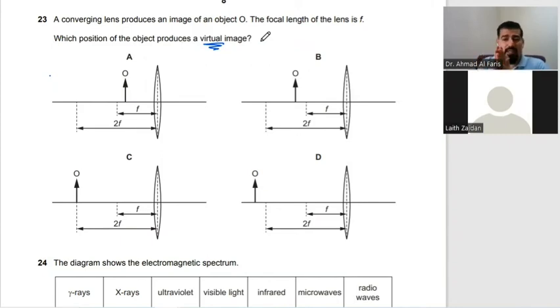In the 6th case, the object is at a distance farther than 2f, at 2f, between f and 2f, at f, or closer than the focal length. So the answer is for the object to be between the lens and the focus point. So the answer is what? A. Yes, thank you, Muhammad and Sarah. In this situation we have a magnified real image. In this situation we have a same size real image. Here we have a smaller size image which is real. So the answer is A.